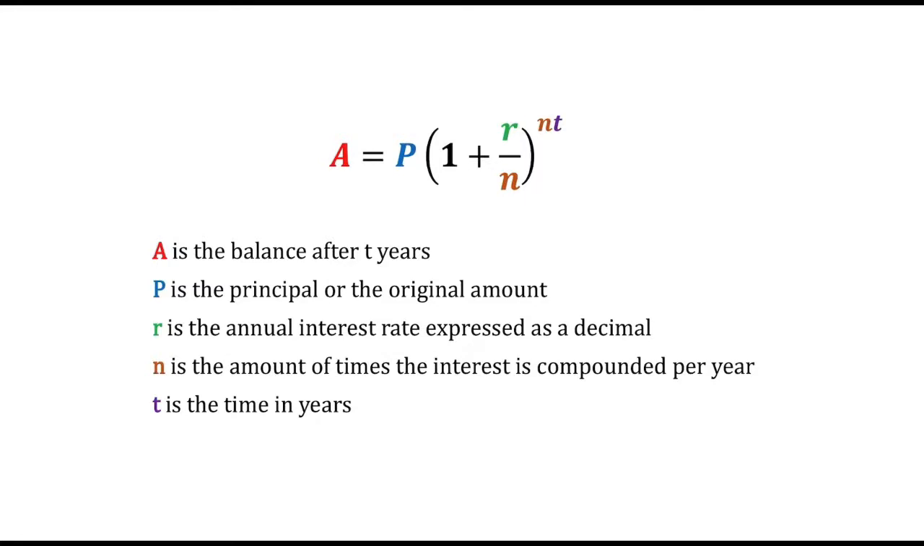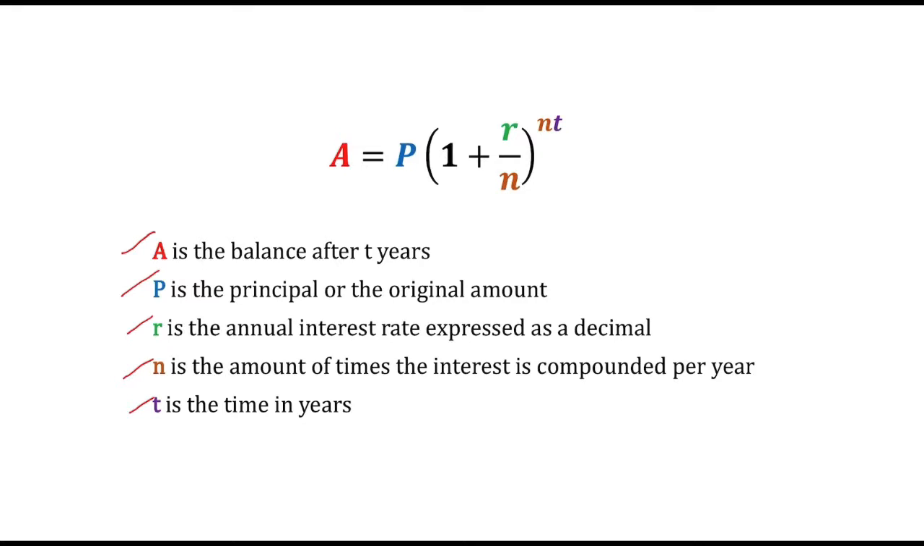We have here the formula for compound interest, which is A is equal to P times the quantity 1 plus R over N raised to the power NT. Here, all the variables A, P, R, N, and T are given below with their respective meanings. As you can see, we only have a formula for A. But how do we find P, R, N, or T?